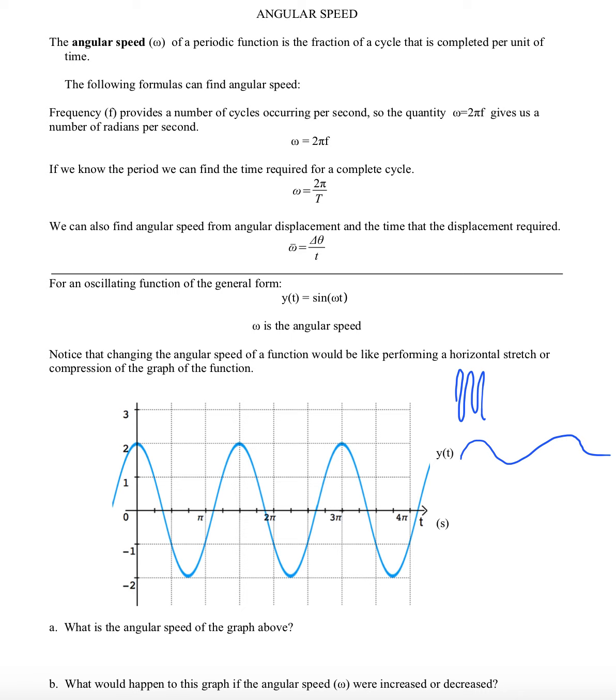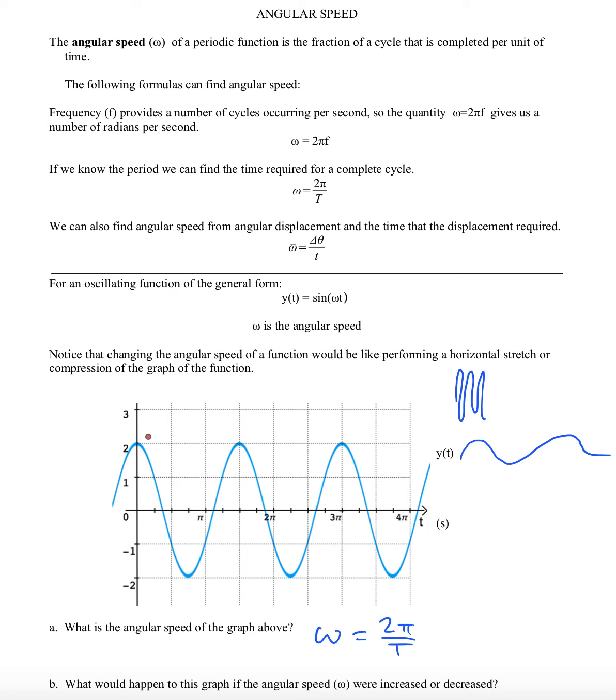Find the angular speed of the graph. So we can use any of the formulas above. I'm going to use the formula omega equals 2 pi over period because I think that'll be the easiest approach. All we have to do is just measure the period of this wave, and we can do it because the horizontal axis here is time.